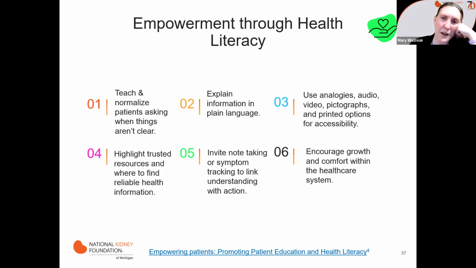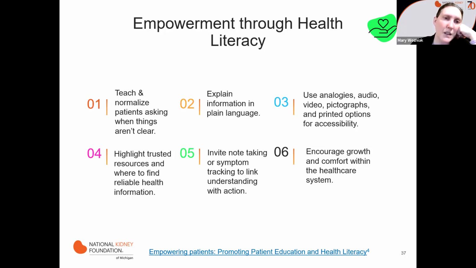And one analogy that we found when it comes to talking about chronic kidney disease is thinking of it as like a train on a track. So if it's hurling down the track, you can't really go backwards per se, but you can slow down that speed of progression towards kidney failure. Also highlighting trusted resources and where to find reliable health information. Certainly, if you want to refer patients to our website for some initial information on chronic kidney disease, it's a great starting point, at least, and it is available in English and Spanish and Arabic.